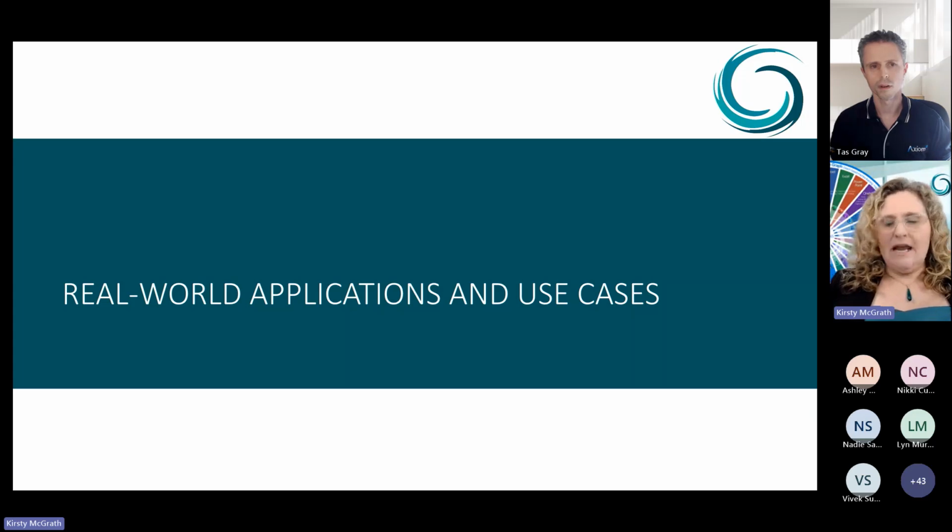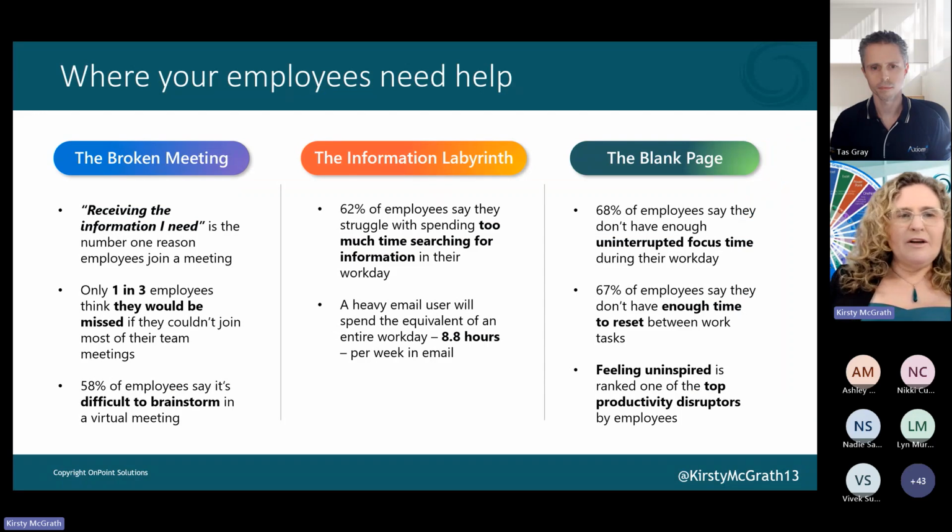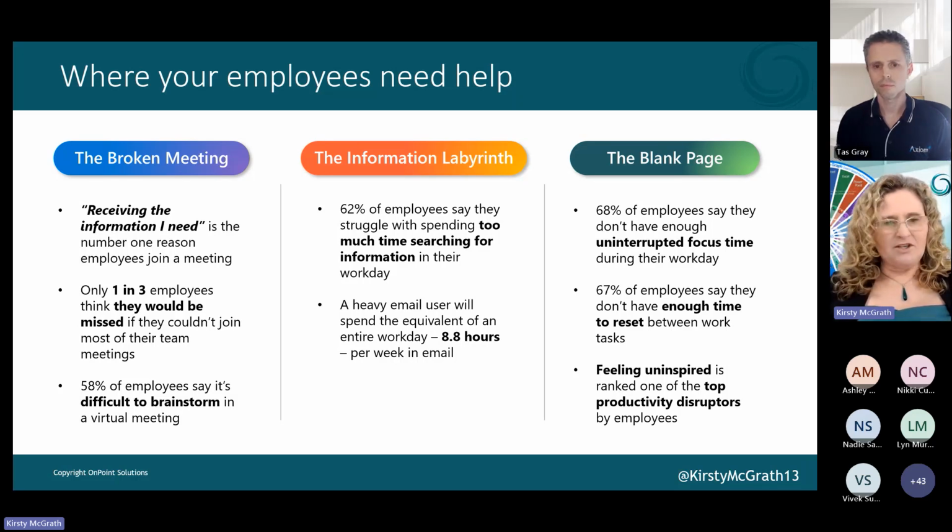So let's go and have a look now at some of those real world scenarios. Where are your employees? Where do they actually need help? Usually around meetings. They find it difficult to brainstorm, or where could they start? Or maybe you missed out on some information in the meeting, for example. You need a summary. We spend so much time searching, even in email. Can you just summarize that email thread for me?